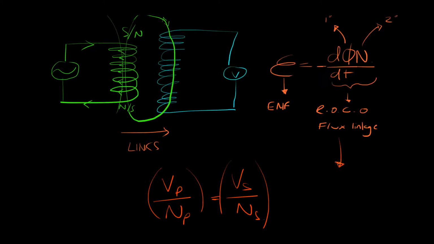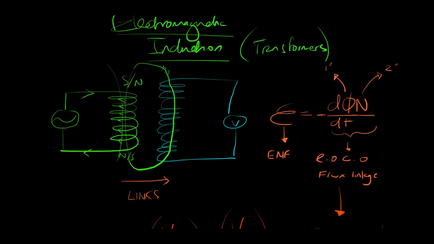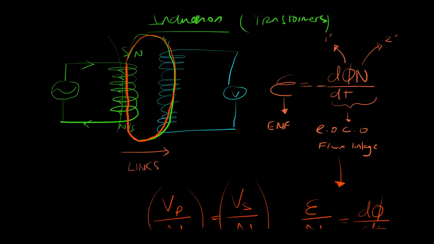If we forget about the minus sign for now, what you can find from this equation that we have above is that E over N is equal to dΦ/dt. Now dΦ/dt is the same for both coils. So assuming that the flux passing from this coil to the secondary coil is instantaneous, the rate of change will be an instant event. We're assuming that it's an instant event, and it's also constant for both coils. The flux passing through both coils should be constant.